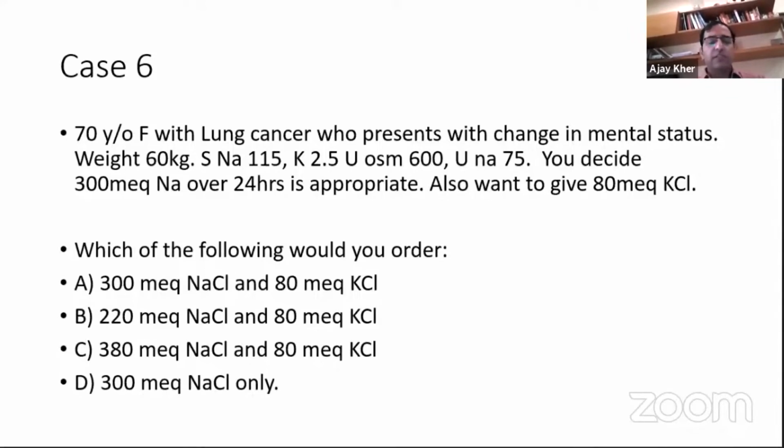You plan your 3%, but you also have to give potassium. So if you're giving potassium, how should you adjust your sodium? So option number A is you don't adjust the sodium, you give both. Option number B is 220 of sodium, so you reduce it by the amount of potassium you give. Option C is 380 MEQs, you add the potassium as well and give additional sodium. And then D is you only give sodium and you don't mess with potassium at all.